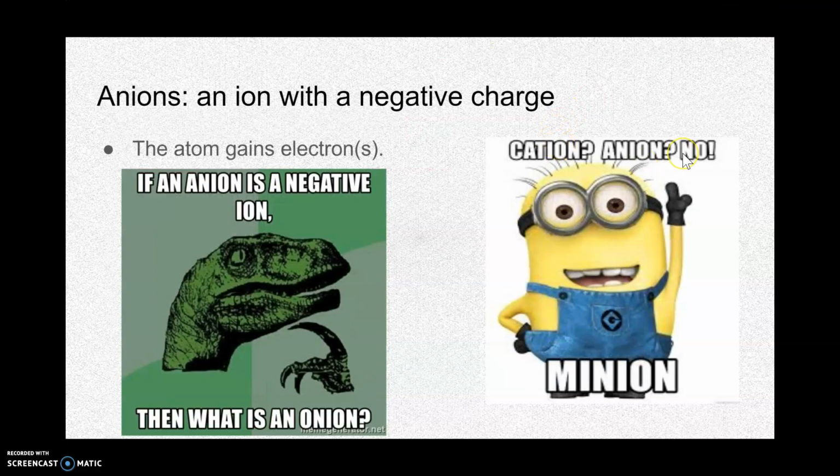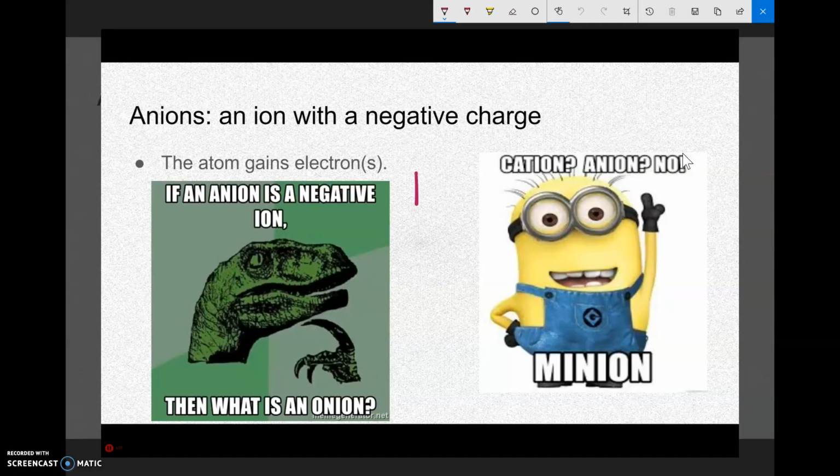So some examples of this would be nitrogen with a 3 negative charge, or chlorine with a -1 charge, or oxygen with a 2 negative charge. So notice that all of these have negative charges. And that's again because we're gaining electrons, and electrons have a negative charge.